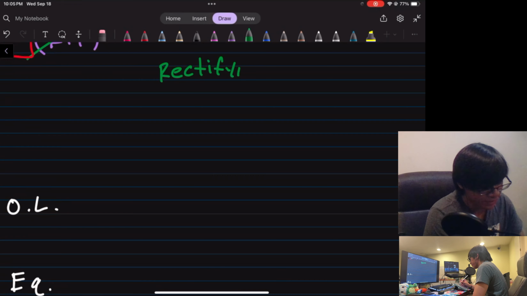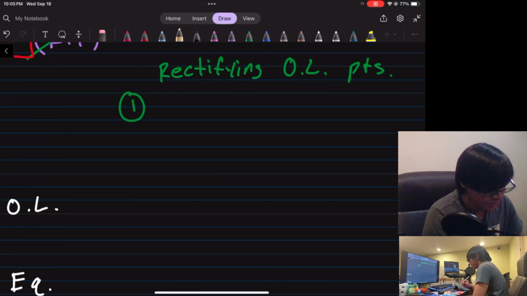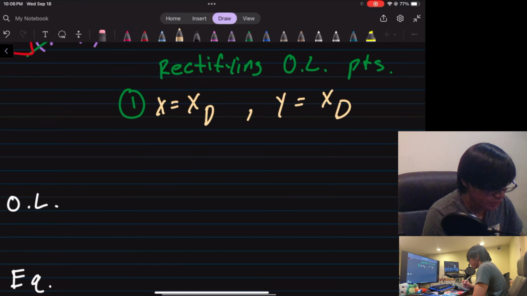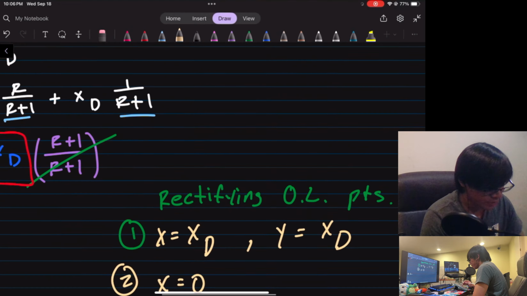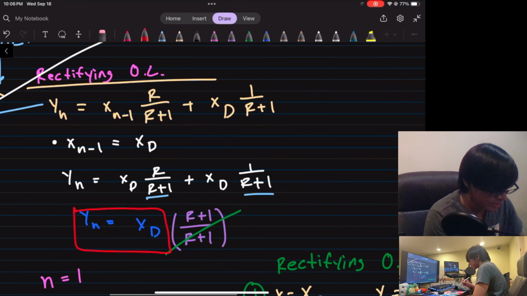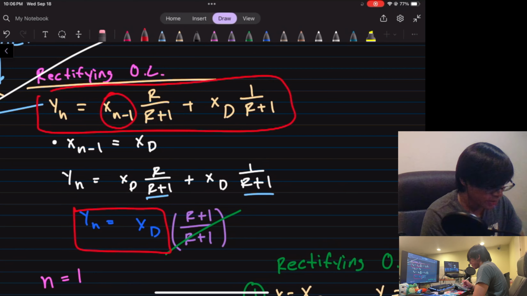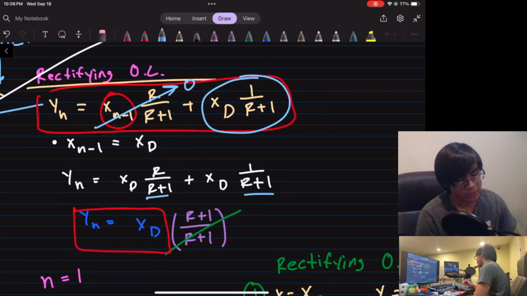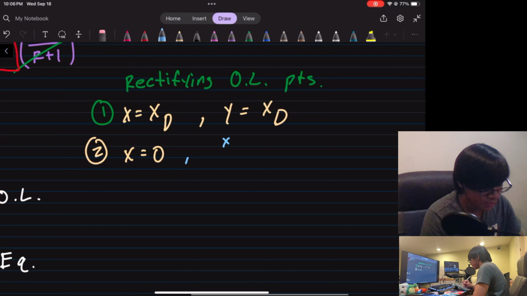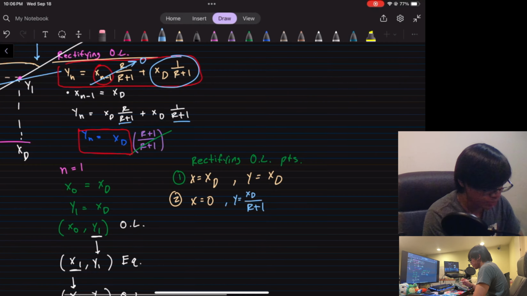So, rectifying operating line points. The first point I'll be plotting is x equals xD, y equals xD. For the second point, I said x was 0. You can just look at it from the expression here: if x n minus 1 is 0, this whole term cancels out and goes to 0. Then we're simply left with this right-hand expression, xD over R plus 1. So those are the two points we'll be graphing.